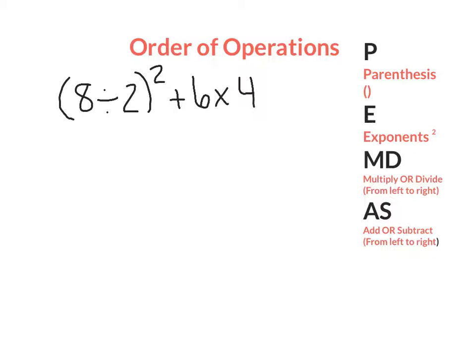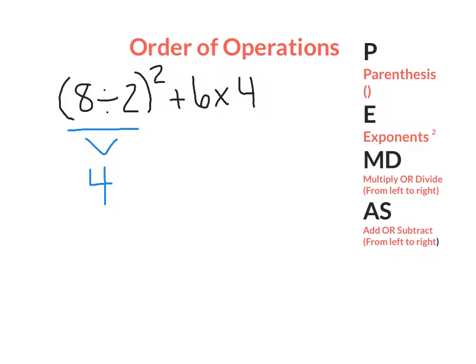Okay, let's do this example. Alright, first thing I'm going to do is check and see if I have any parentheses, which I do right here. So I'm going to go ahead and solve that. That's 8 divided by 2, which is 4. And then I'm just going to rewrite everything else.